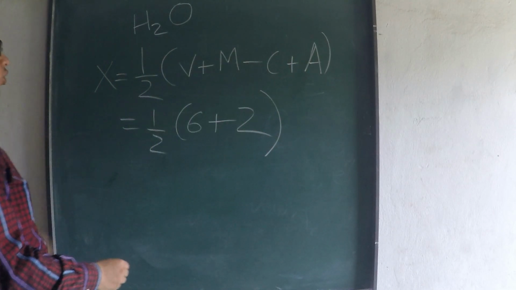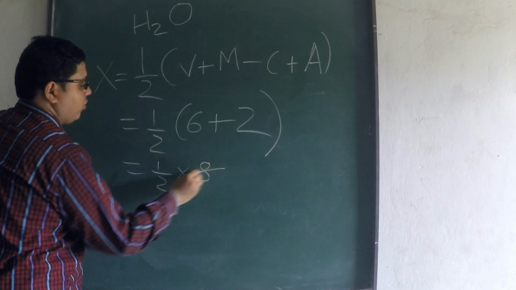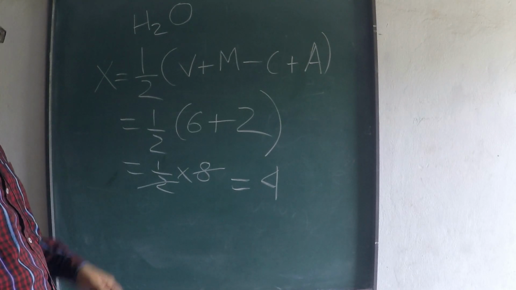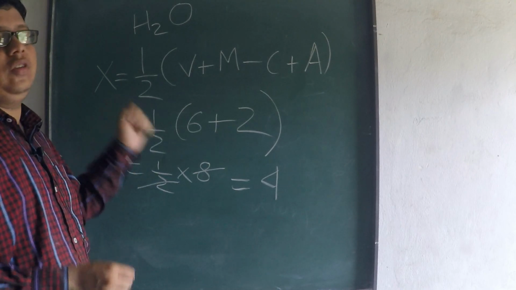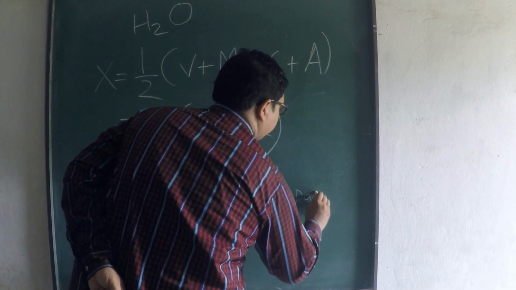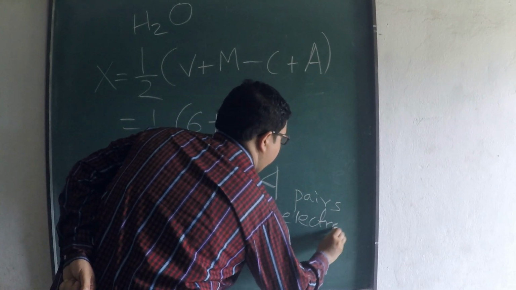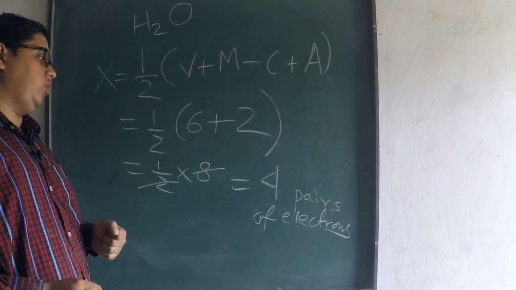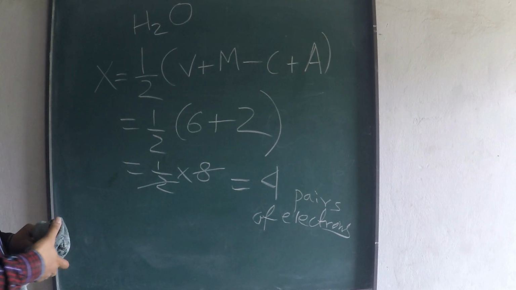So 0 and 0 for both. 6 plus 2, that is 8. And if you halve it, you'll get 4. This means that there are 4 pairs of electrons surrounding oxygen. Okay, now what does that mean in terms of hybridization?